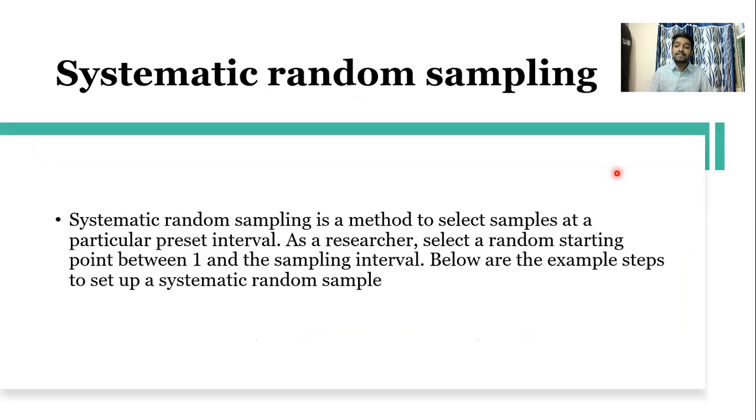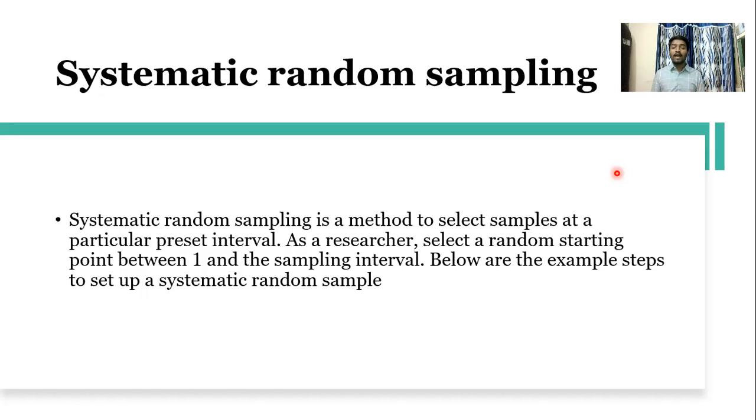First we have systematic random sampling. What does systematic random sampling do? Under this method, we select samples at a random interval, particularly at preset intervals. Let me take an example. I'm going to start at a point between 1 to 100, or 1 to 200. I'm going to choose randomly.